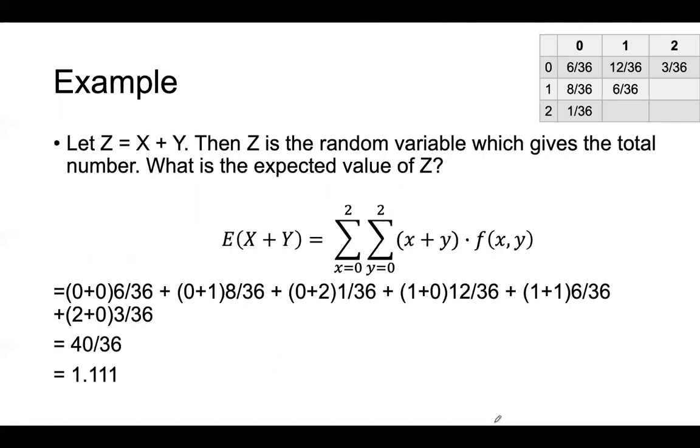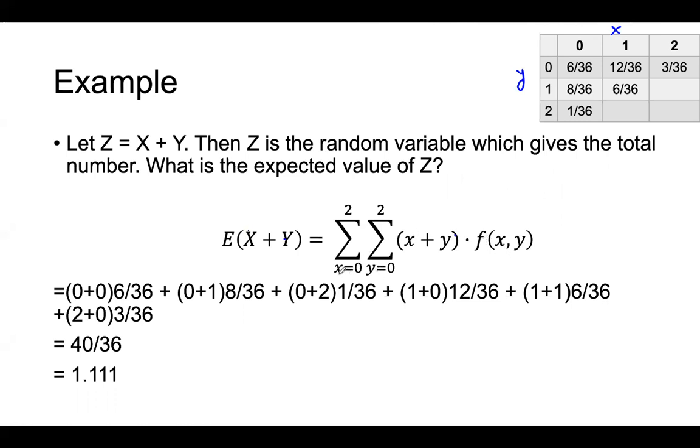So let's say Z is equal to X plus Y, then Z is a random variable which gives the total number. What is the expected value? And this is our X here, this is our Y here. So we can just basically substitute it. And this also helps us do things like the expected value of X squared and various other things. But here we have X plus Y. So we substitute that in for this function.